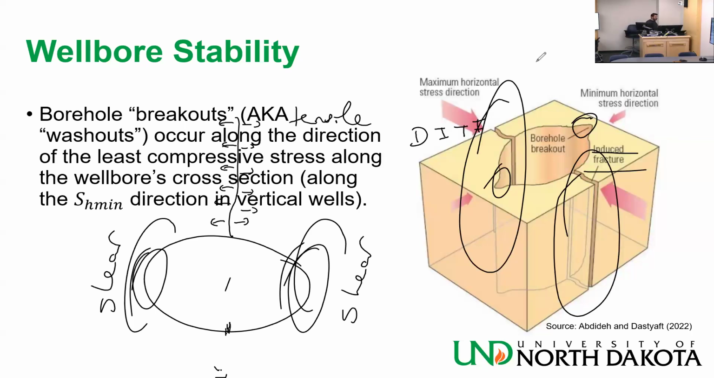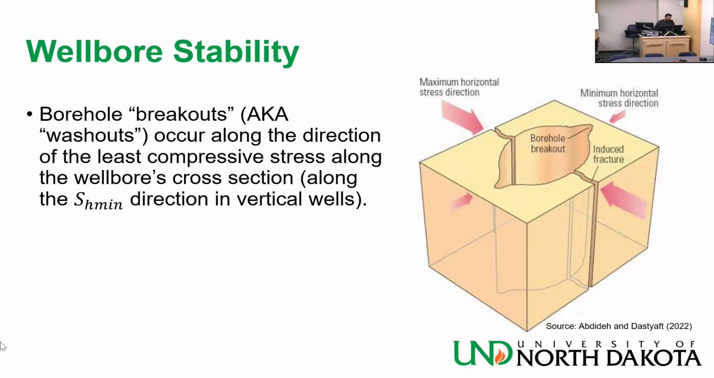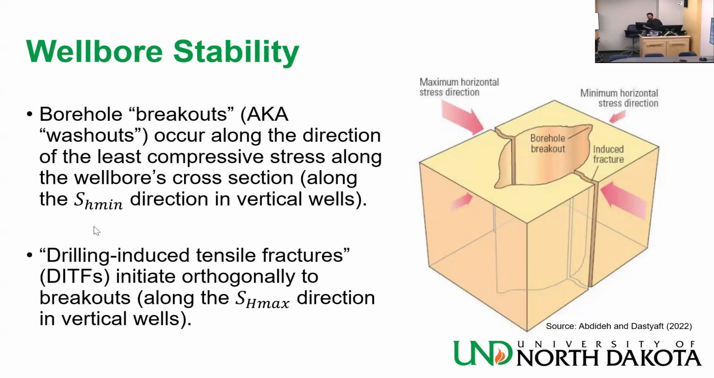And when I'm drilling, I can use a special kind of log called image logs, and I can see both of them actually. If it's a vertical well, SHmin would be the direction of the breakouts or washouts, and SHmax would be the direction of the drilling induced tensile fractures.